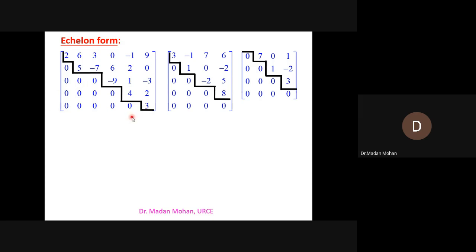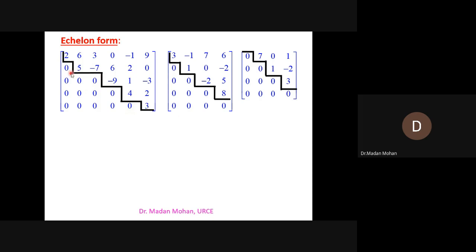The second condition of echelon form is that the number of zeros preceding the first non-zero element increases row by row. Its meaning is that here 1 zero, here 3 zeros, here 4 zeros, here 5 zeros. Hence it is echelon form. This number of zeros should increase. Automatically you will get 1 step.